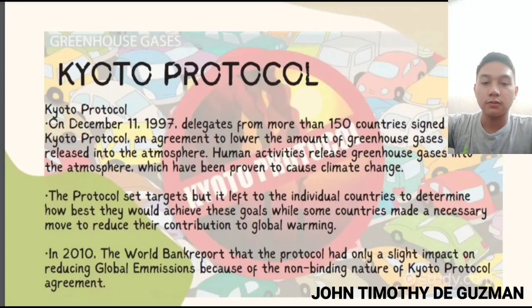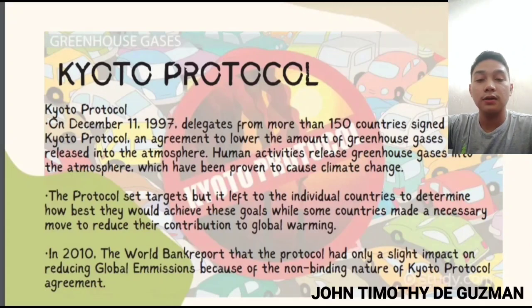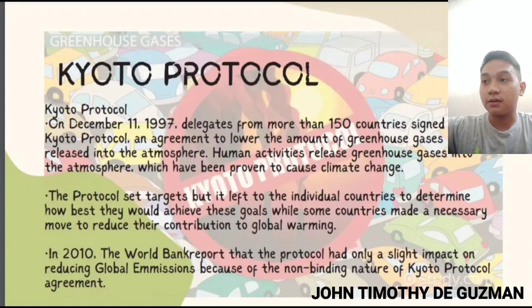So, is there a solution or a resolution to these problems globally? Countries have tried and are trying. We have the Kyoto Protocol, which was signed by countries to reduce the emissions of greenhouse gases. On December 11, 1997, delegates from more than 150 countries signed the Kyoto Protocol. It is an agreement to lower the amount of greenhouse gases released into the atmosphere. Human activities release greenhouse gases into the atmosphere, which have been proven to cause climate change.